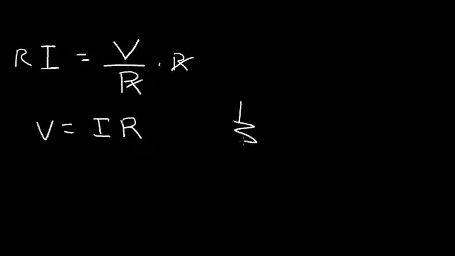Now we can represent Ohm's law in terms of voltage. Let's multiply both sides by resistance. And our R's cancel. We're left with voltage is equal to current times resistance. So think of a resistor. We have a certain current flowing through the resistor. Let's say 1 amp. And let's say we have a 1 ohm resistor. So 1 amp times 1 ohm gives us 1 volt.